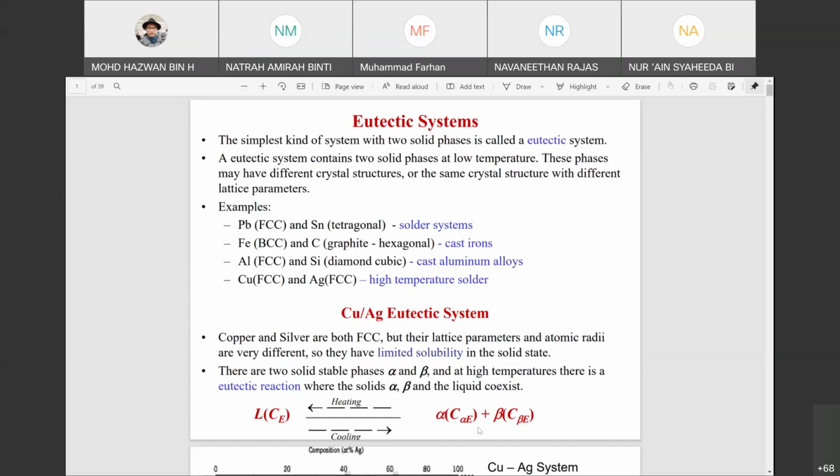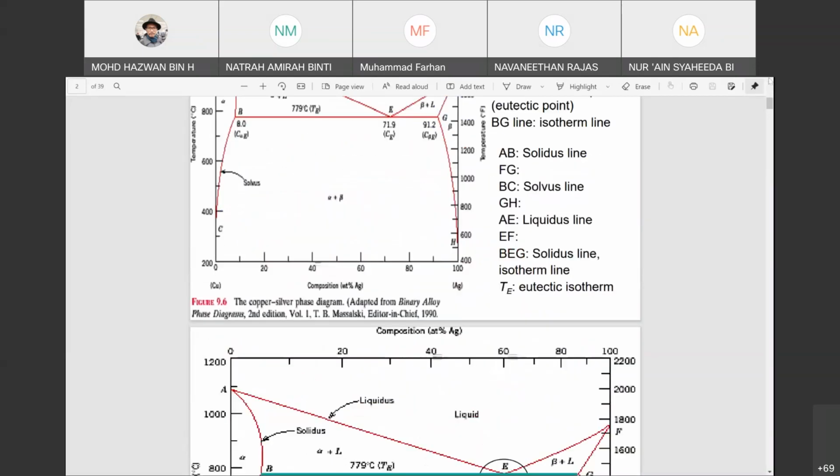So this is the key for the eutectic system. In order to write a full eutectic equation, it is important to write the composition as well. You can see over here, liquid with the eutectic composition, double-headed arrow, alpha with composition C alpha, plus beta with C beta. I think I explained this in your last lecture, and perhaps those who have not seen the lecture can look at it. It is available on YouTube, right?